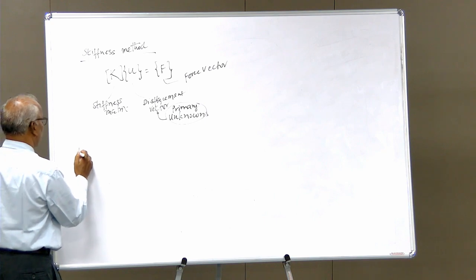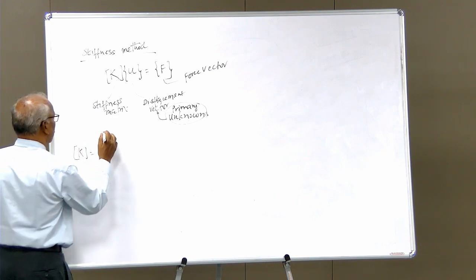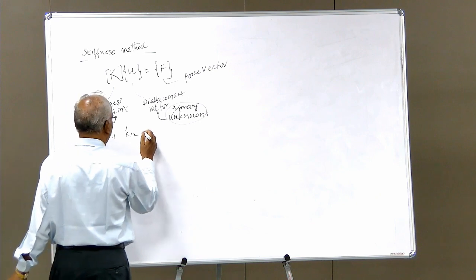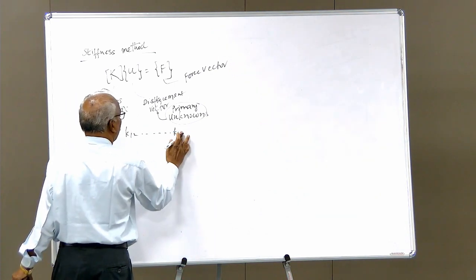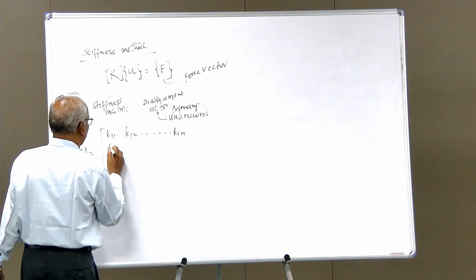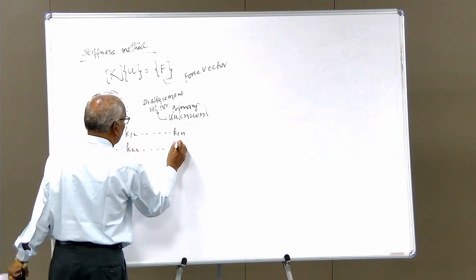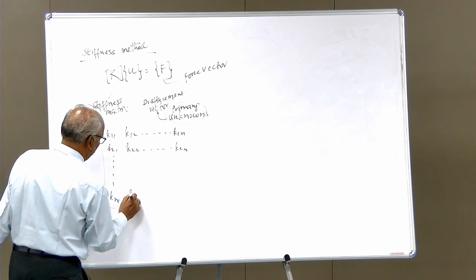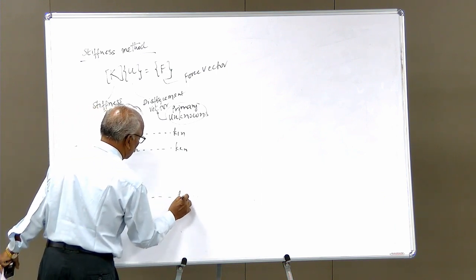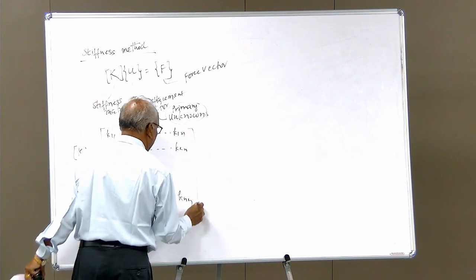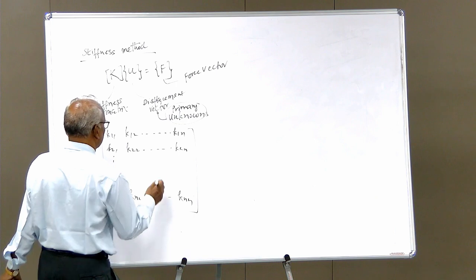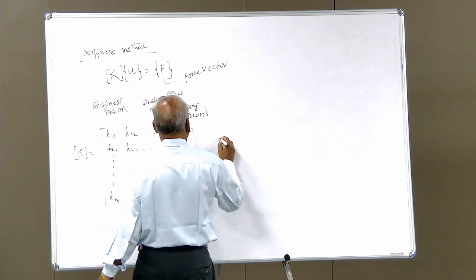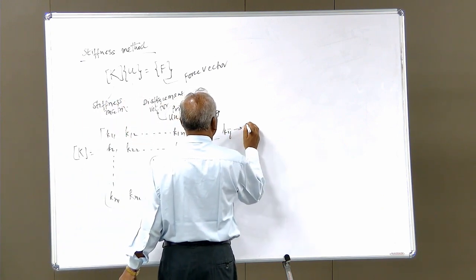Coming to the stiffness matrix K. K equals K11, K12 up to K1n, K21, K22 up to K2n, up to Kn1, Kn2 up to Knn. Any value you take, some value Kij, any in-between value. Now Kij is the stiffness coefficient.